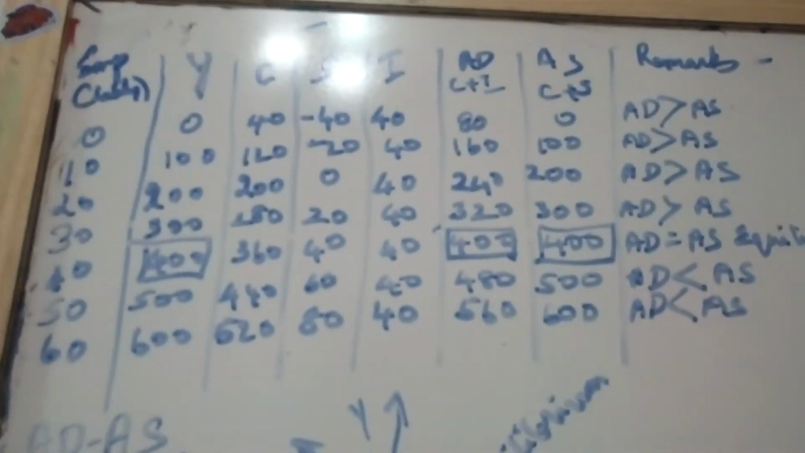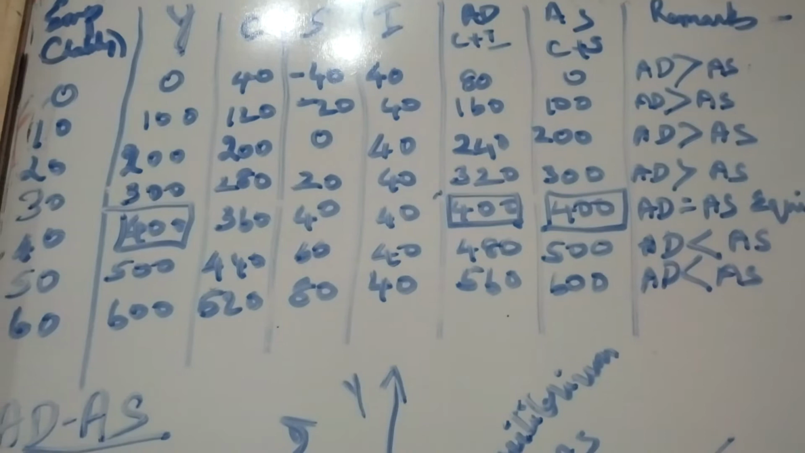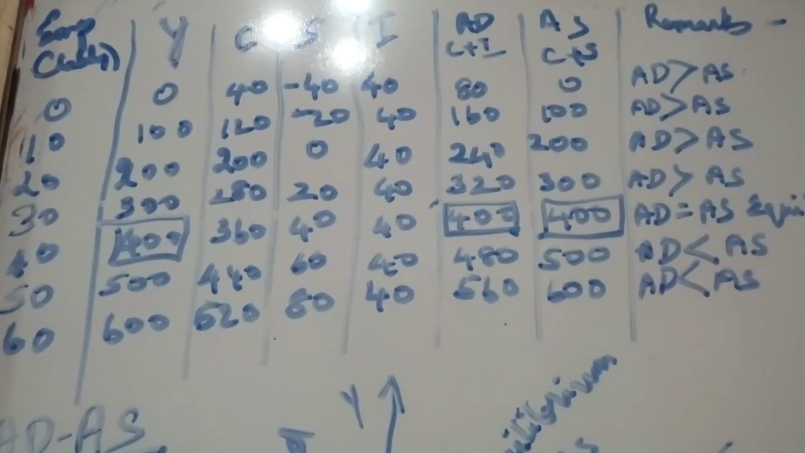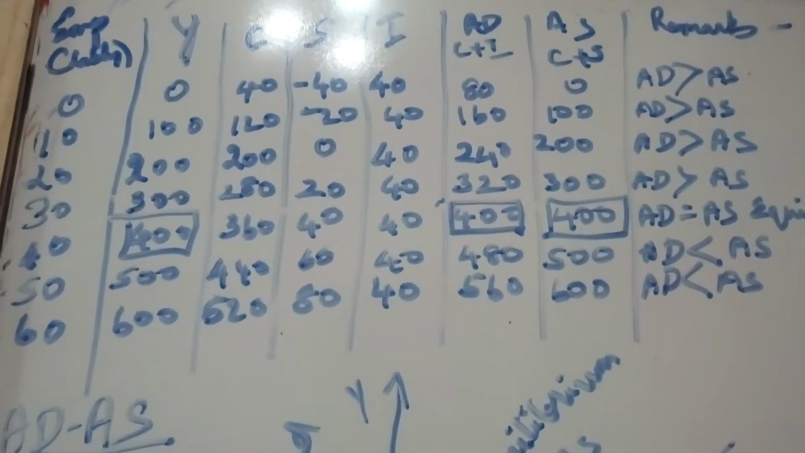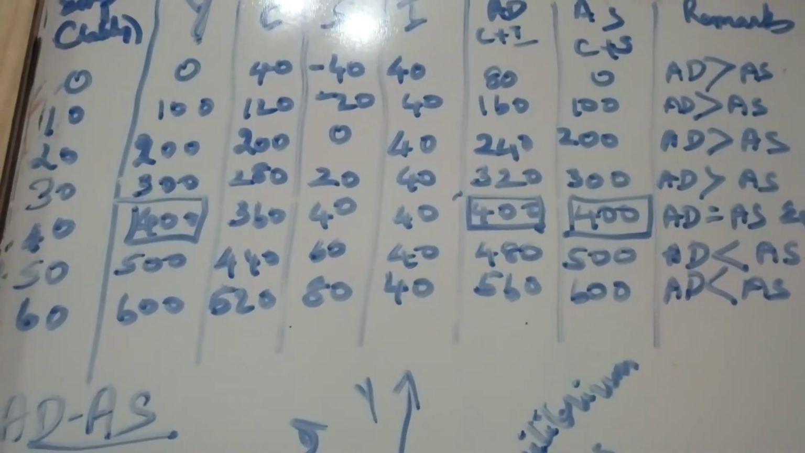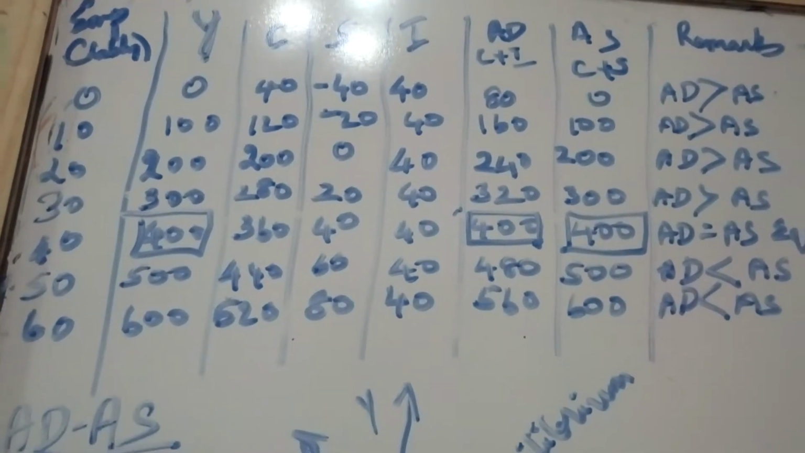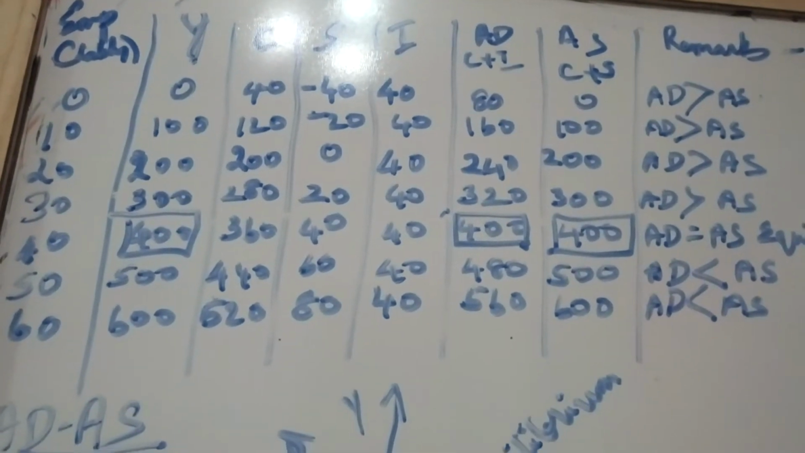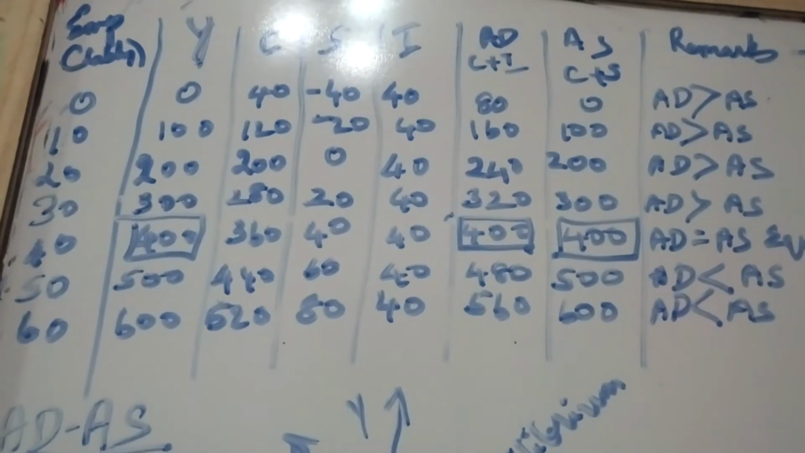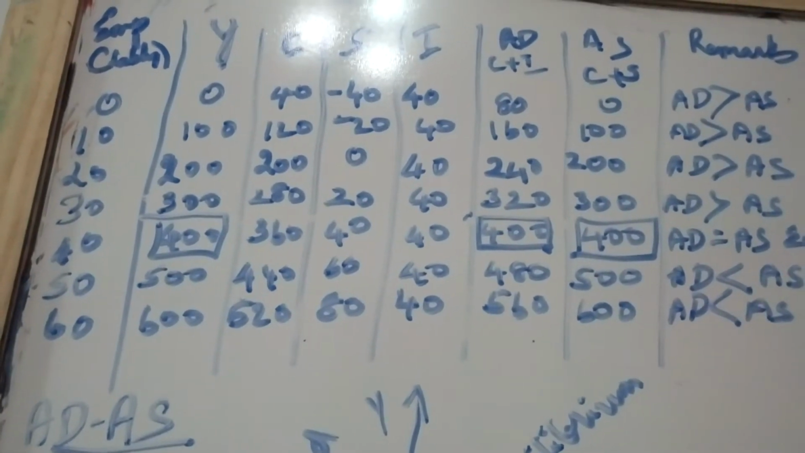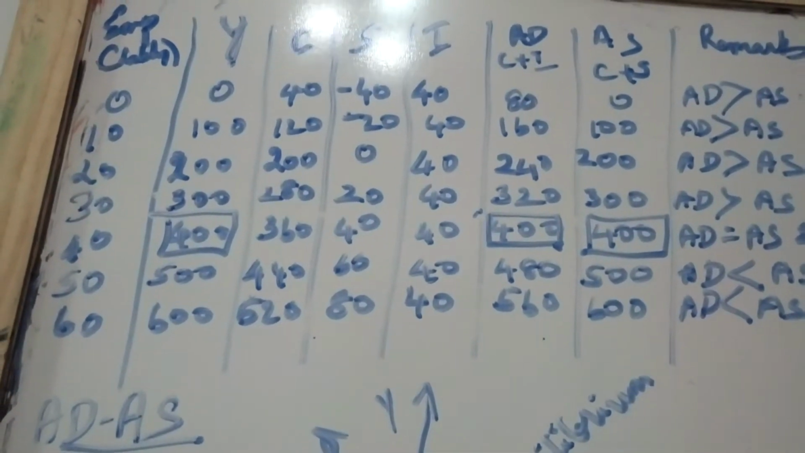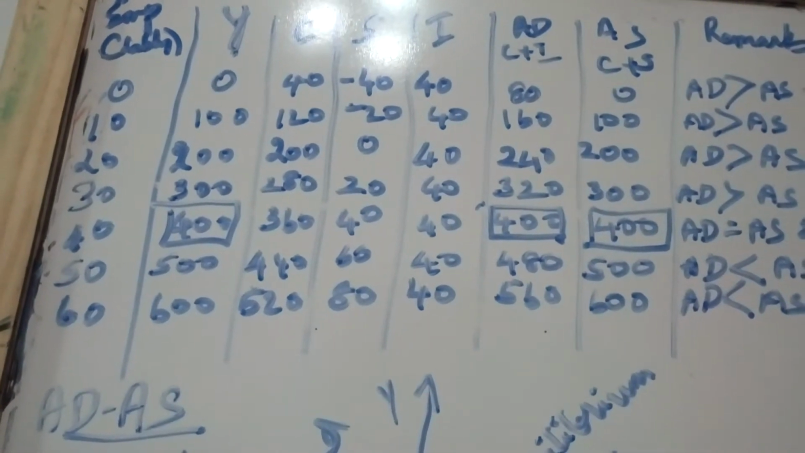This table represents the data that gives the details of equilibrium through the ADAS, aggregate demand, aggregate supply approach. So you can see at zero income, consumption is 40, saving is minus 40. So at that level the aggregate demand is greater than aggregate supply. Then as income increases, employment increases and income also increases.